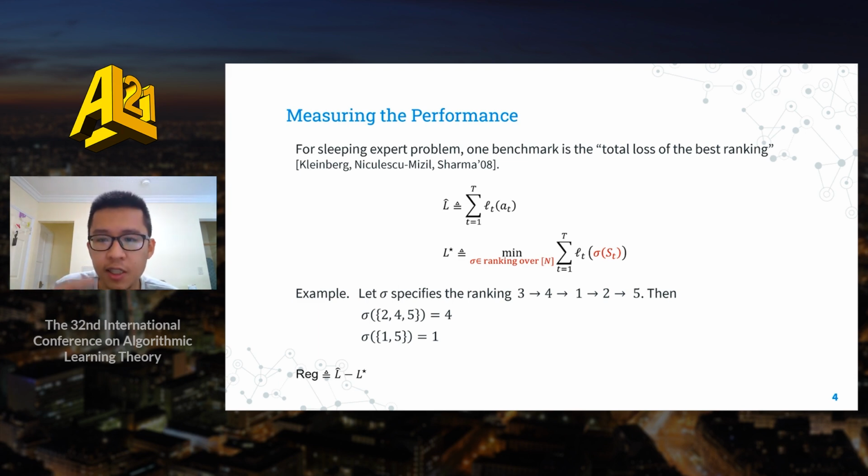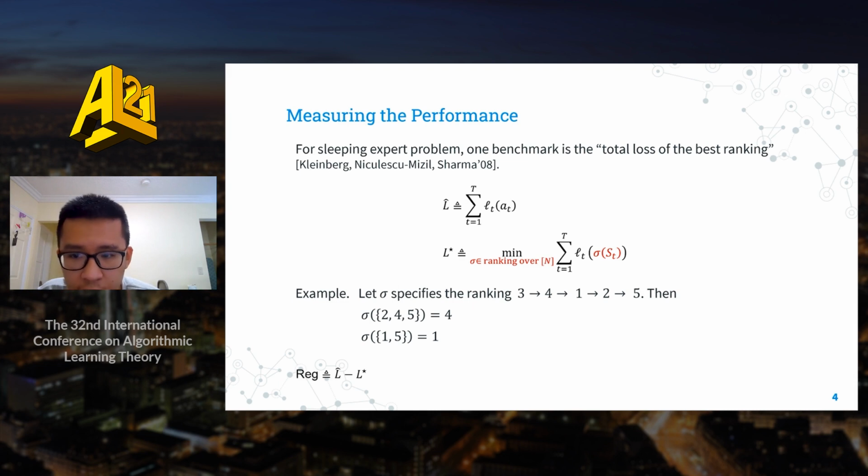To understand this sigma of S_t, let's see an example. Let n equal 5, and let sigma specify the ranking 3, 4, 1, 2, 5 in order. If the available action set consists of 2, 4, and 5, then since action 4 ranks the highest among these 3 actions by this ranking, this sigma function would return 4. The other example is similar. And recall that there are in total n factorial different rankings for n elements. And our benchmark L star is chosen using the best ranking.